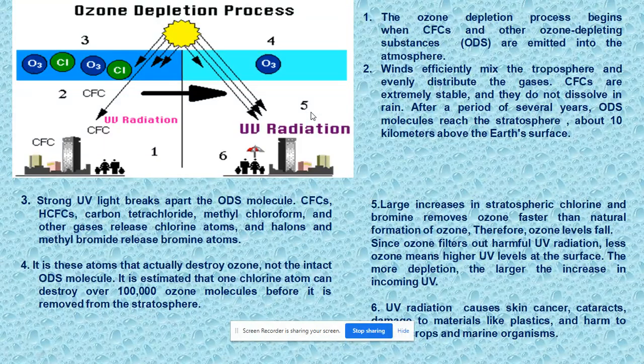Therefore, the ozone level falls, since ozone filters out harmful UV radiation. Less ozone means higher UV levels at the surface. The more depletion, the larger the increase in incoming ultraviolet radiation. UV radiation causes skin cancer, cataracts, damage to materials like plastics, and harm to crops and marine organisms.